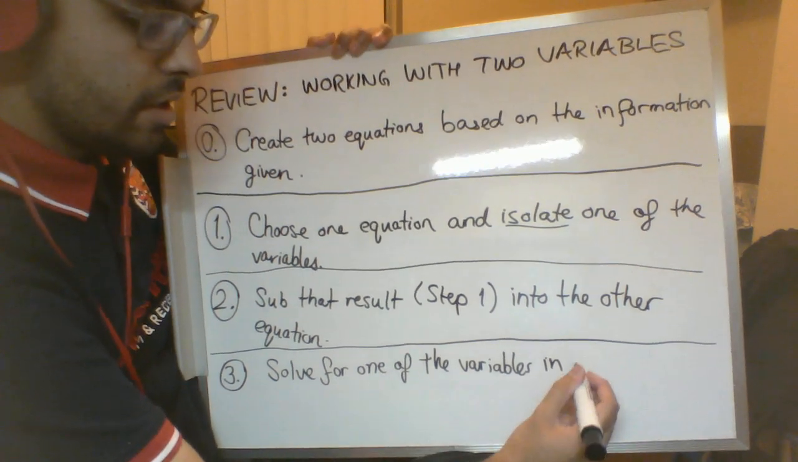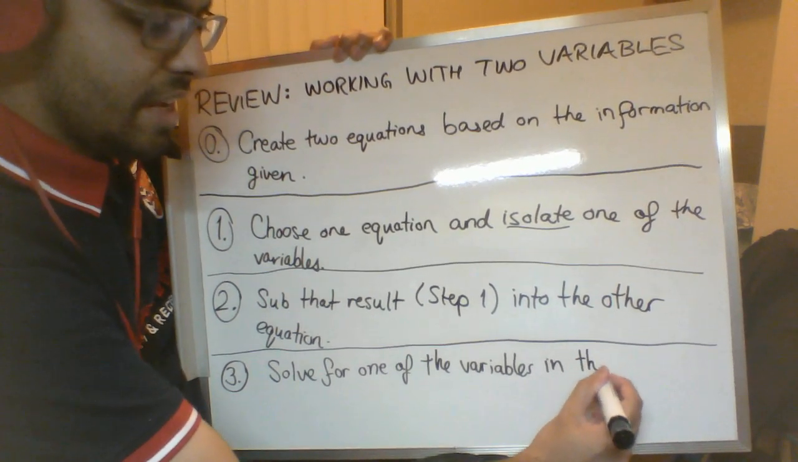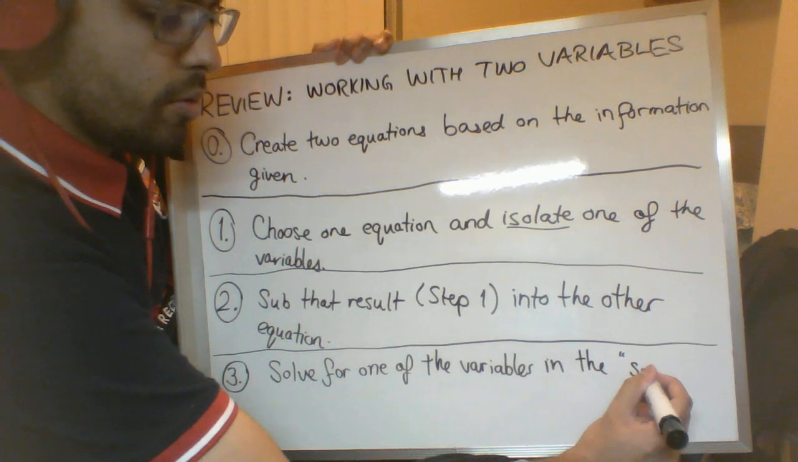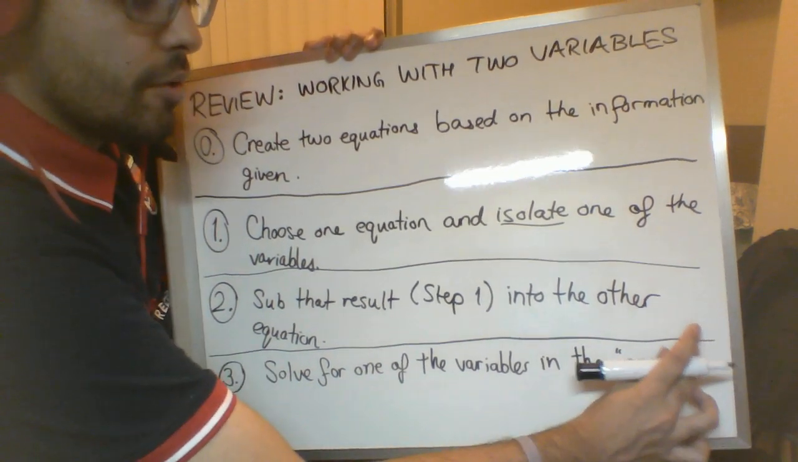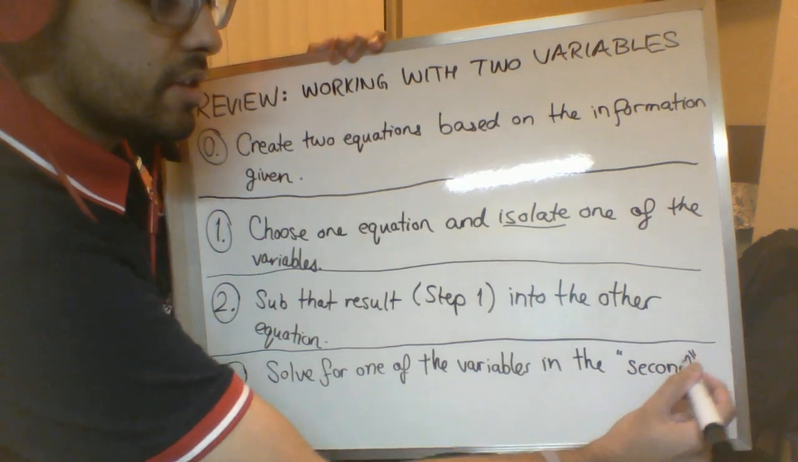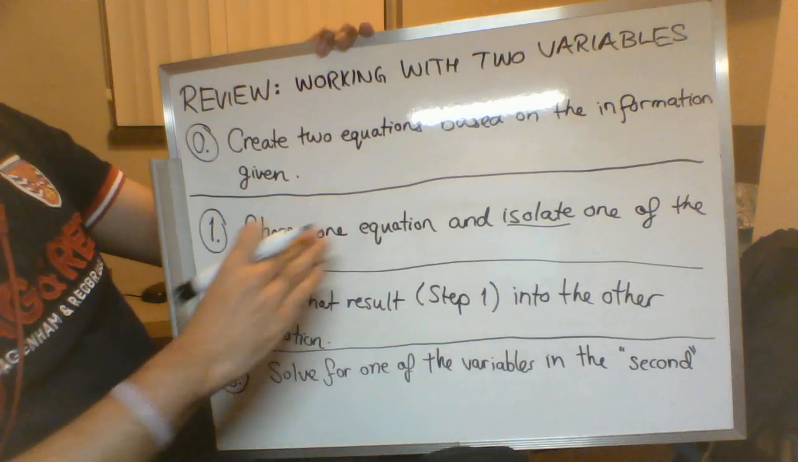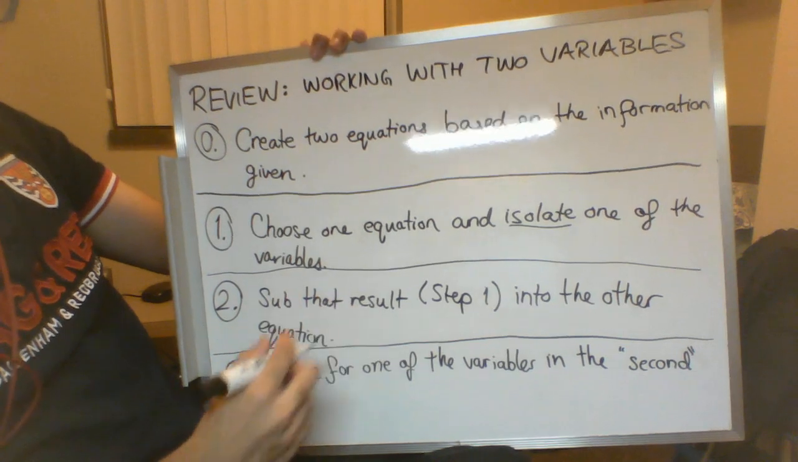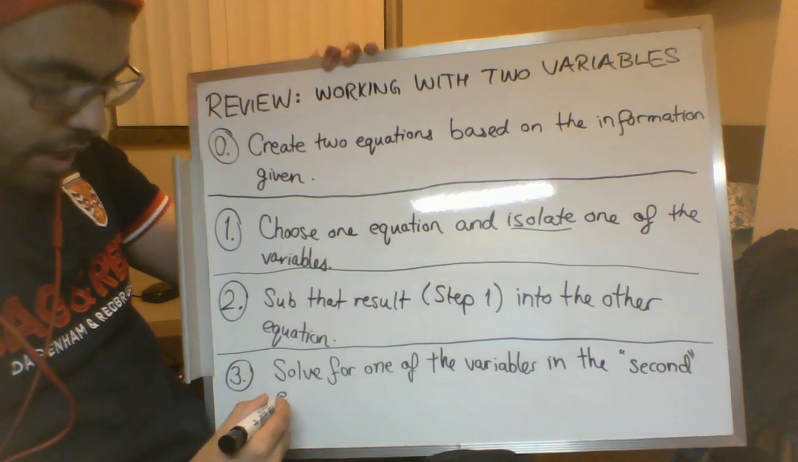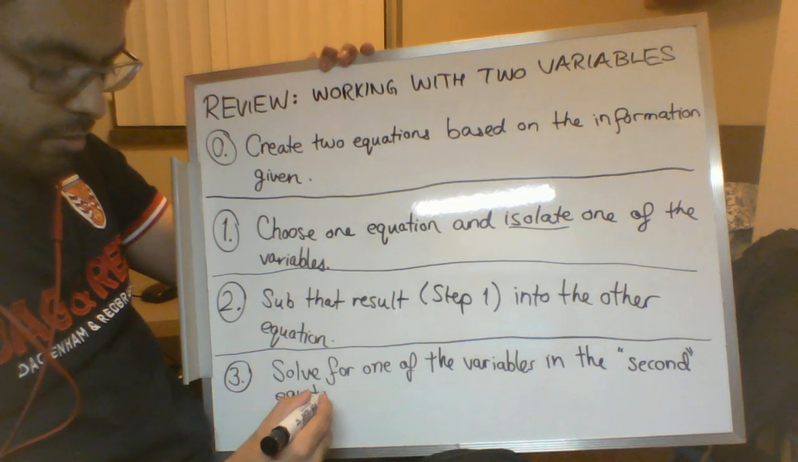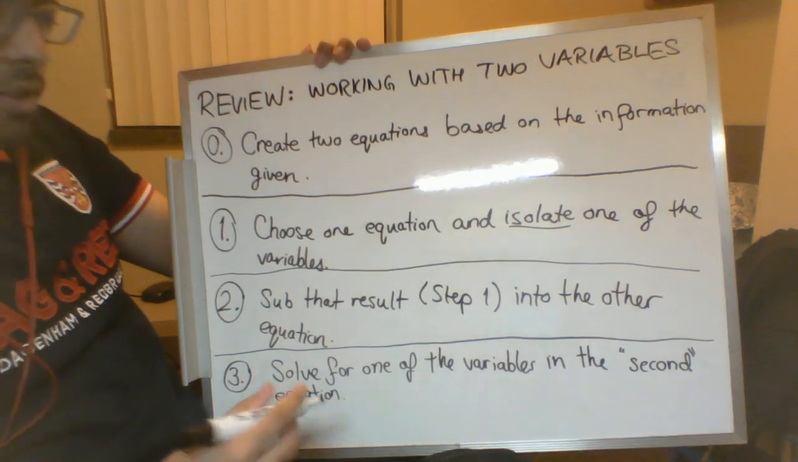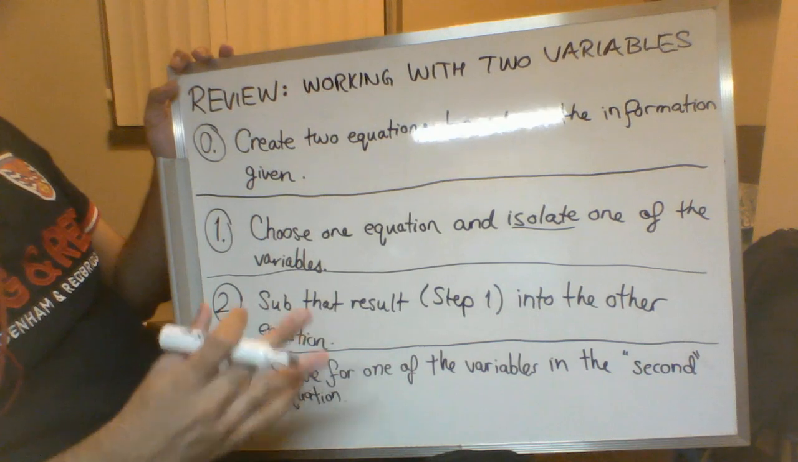in, I'll say in the second equation, but I'll put quotation marks around that because you don't have to isolate the first equation that shows up on the paper. You can isolate, like in step 1, one of the variables, you can do that to either equation. It doesn't have to be the first one. It can be the second one if you like. Sometimes it'll be the first one, but you can solve for whichever variable you're left with.